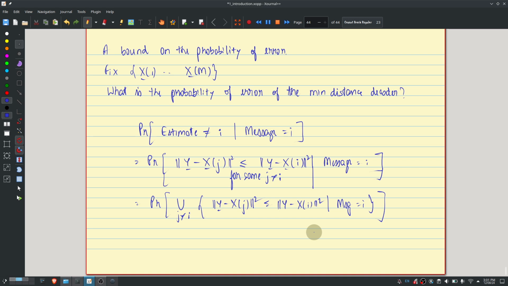Okay. All right. So as I said, we are only interested in getting an upper bound on the probability of error. So how do we simplify? What's the first step we can think of in simplifying this?